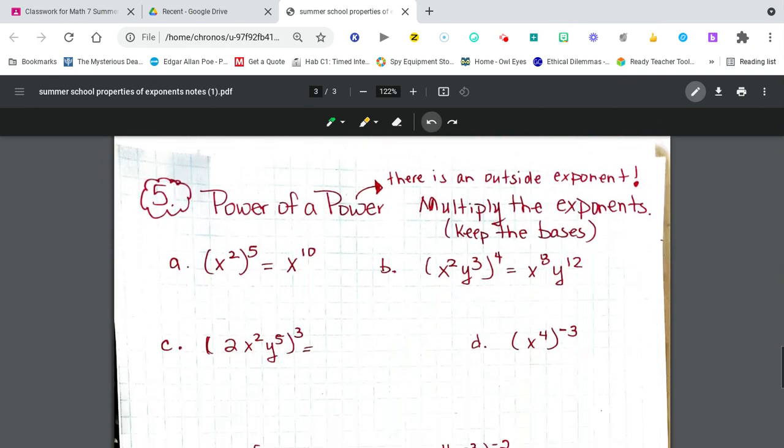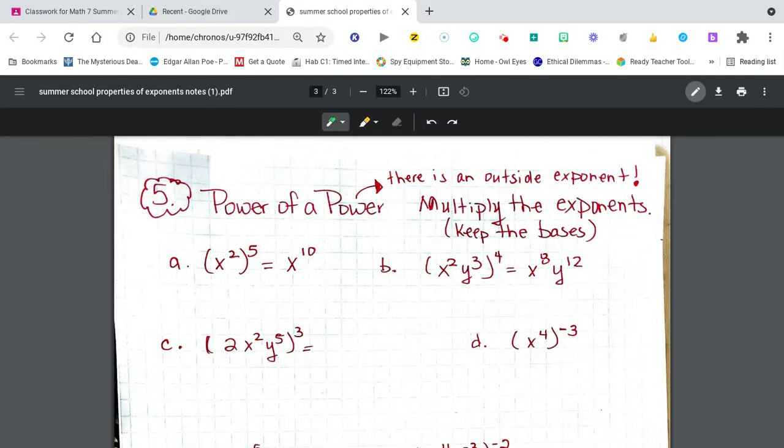All right, let's take a look at 5. 5 is the last property of exponent rule we're going to learn. There's actually another one, but it's much more detailed. I'm not going to cover it during summer school, okay? So 5 is a power of a power.